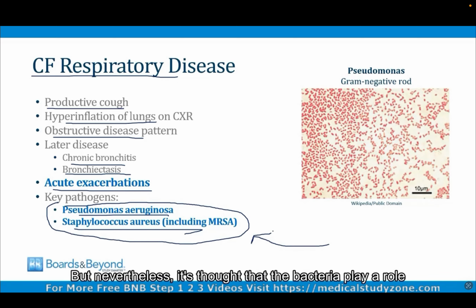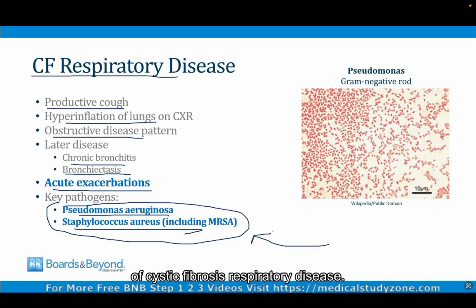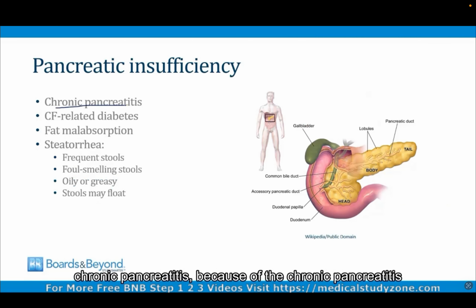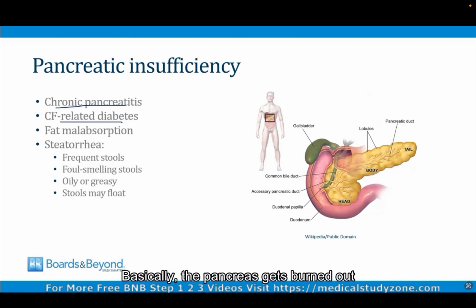But nevertheless, it's thought that the bacteria play a role, and antibiotics to cover these bacteria are essential in treating patients who have an exacerbation of cystic fibrosis respiratory disease. Patients with cystic fibrosis can develop chronic pancreatitis. Because of the chronic pancreatitis, they can develop cystic fibrosis-related diabetes. Basically, the pancreas gets burned out from chronic pancreatitis and therefore no longer makes insulin.